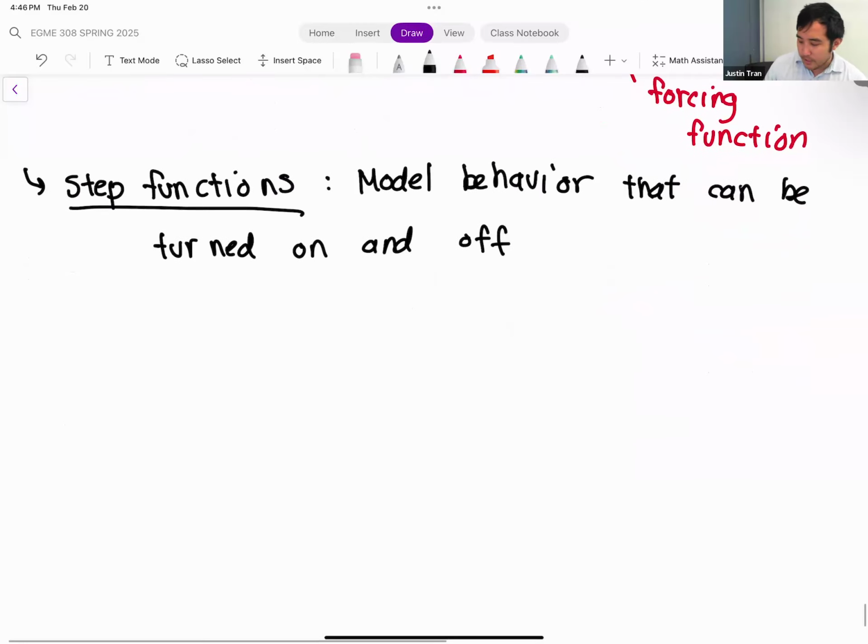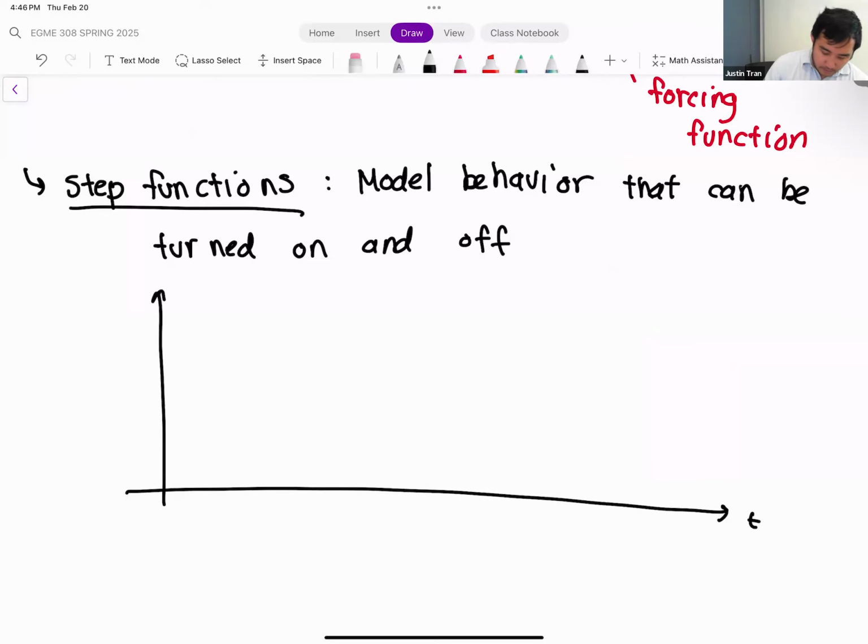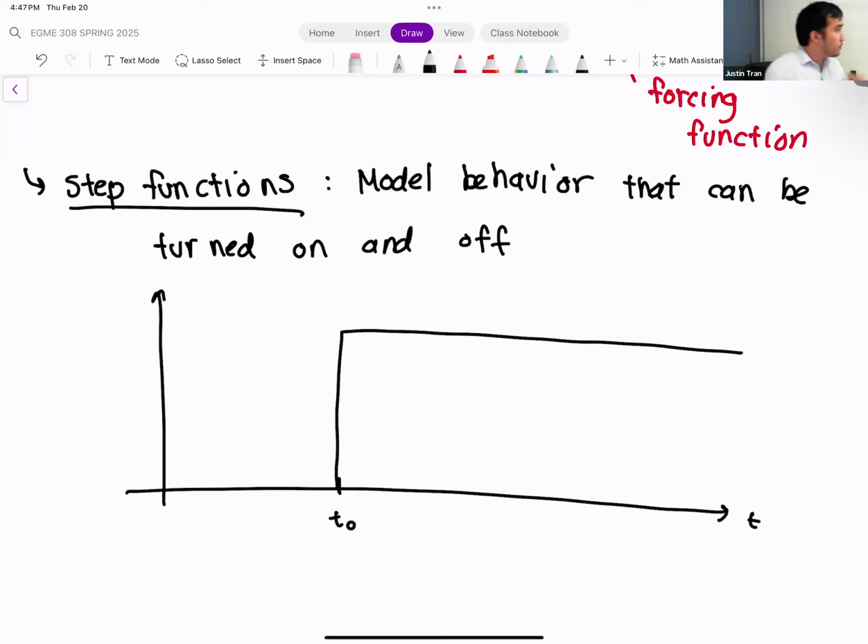So mathematically, you've probably seen them, and they look something like this. They look just like a step function that looks like that. Usually at some time t naught, the step function is activated. So when the step function steps up, we say that it's activated. And of course, the step function gets its name because visually it looks like a staircase step that you can step up on.